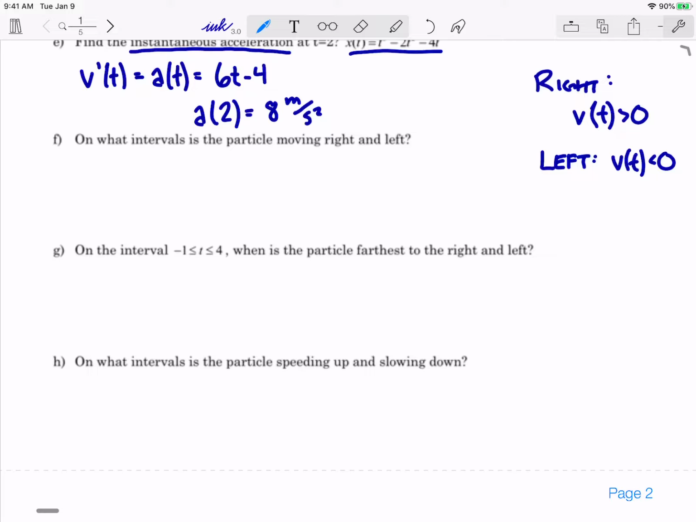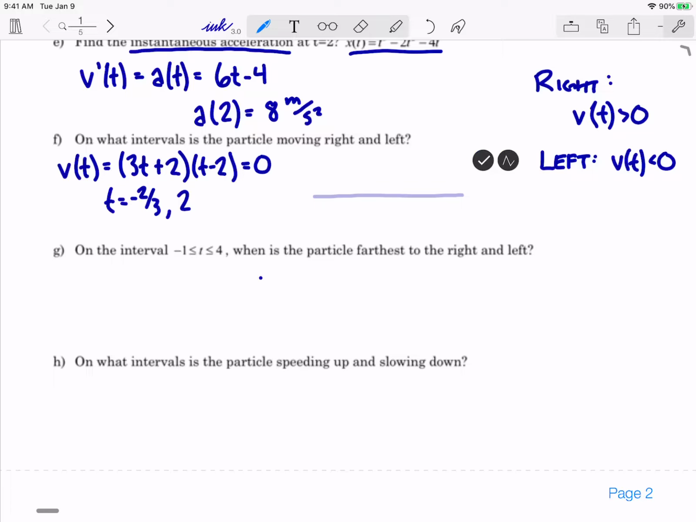So going back to my velocity function that I'd computed from my first derivative, I get that in factored form, it's 3t plus 2 and t minus 2. So I want to set this velocity equal to 0, and in doing so, I get t equals negative 2/3 and t equals 2. So I'm going to make a sign chart with values for t of negative 2/3 and 2.